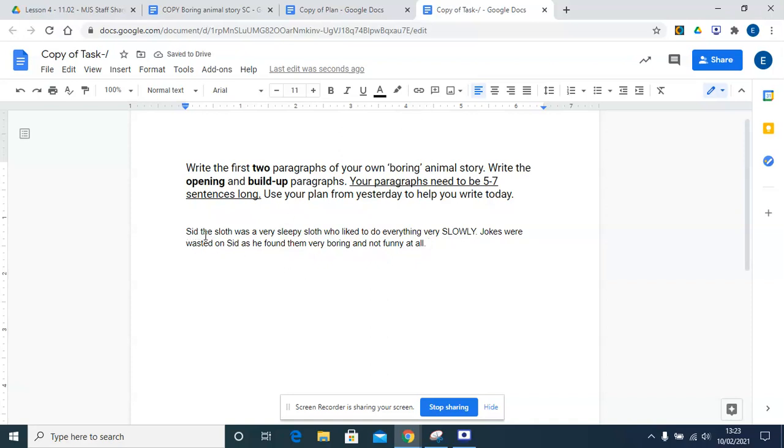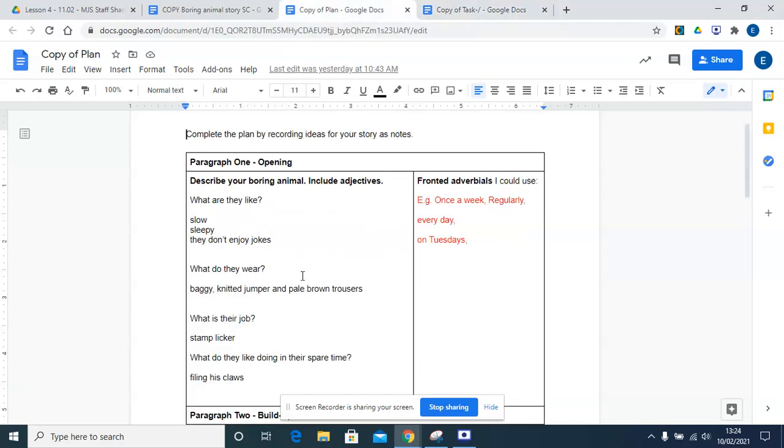So I'm just going to read through to make sure it makes sense. So Sid the Sloth was a very sleepy sloth who liked to do everything very slowly. Jokes were wasted on Sid as he found them very boring and not funny at all. So I'm going back to my plan now. So now I'm going to talk about what he's wearing.